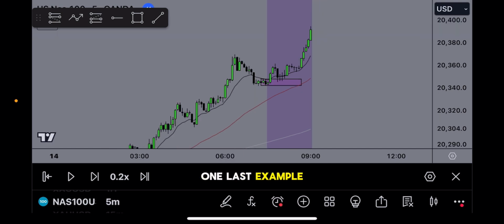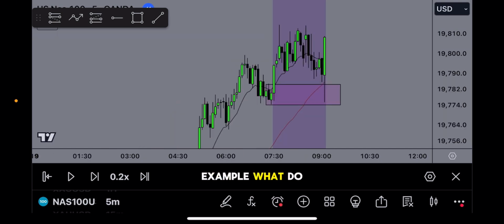Let's go to one last example. So on this example, what do we see?